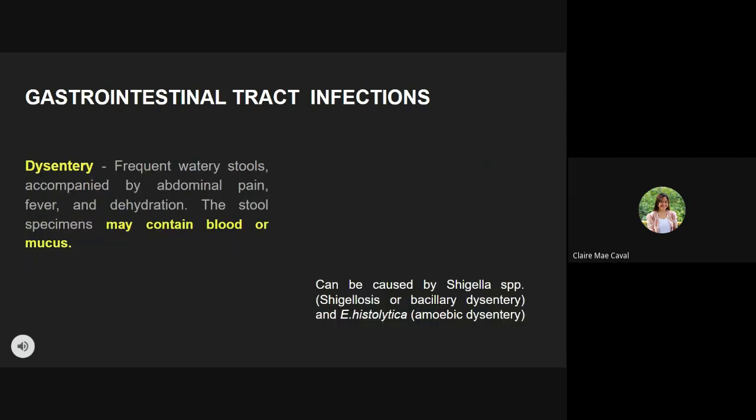Next is dysentery. It's frequent watery stools accompanied by abdominal pain, fever, and dehydration. The stool specimens this time may contain blood or mucus. Dysentery can be caused by a Shigella species. It can also be caused by a protozoan, Entamoeba histolytica. So that's bacillary dysentery and amoebic dysentery.